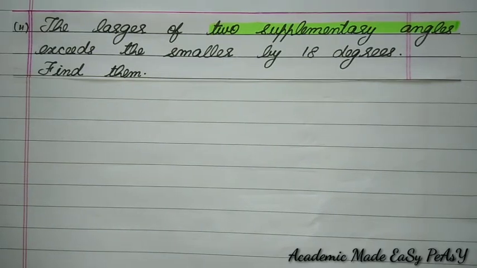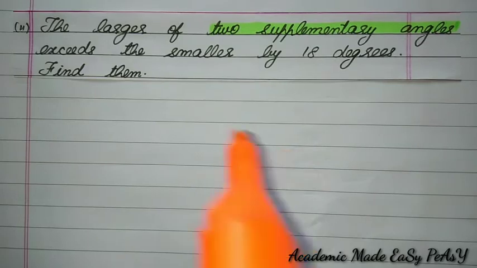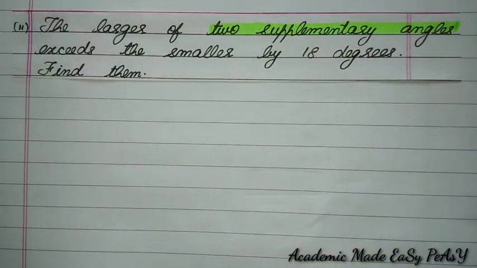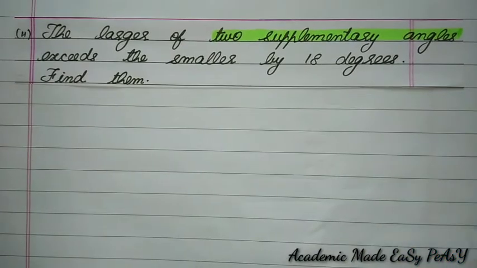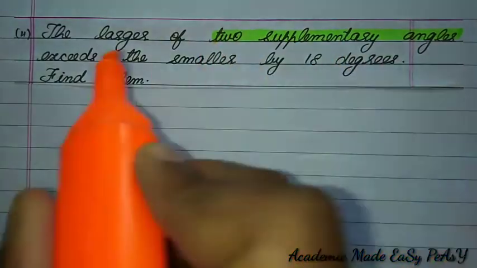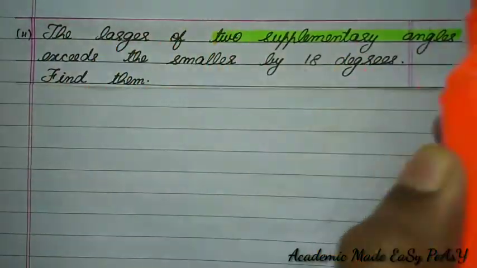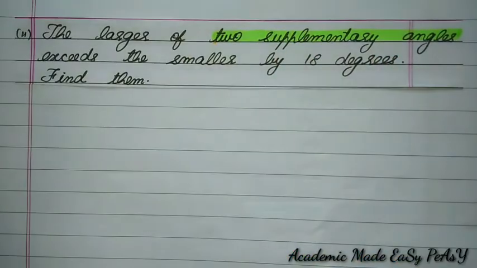I will just teach you. See, the larger of two supplementary angles exceeds the smaller by 18. Only that is given, nothing else. Can we have one linear equation and find the solution? No. So from that statement itself, we can find one more statement: the larger angle exceeds the smaller by 18 degrees.